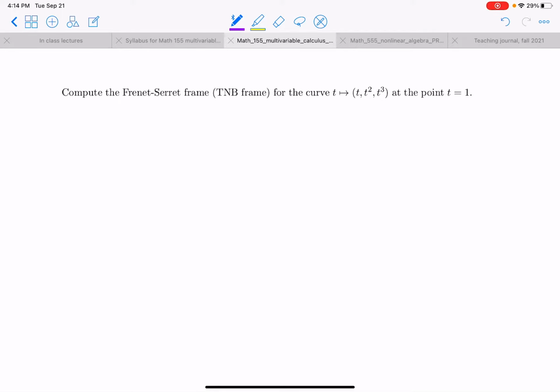Okay, hello everybody. We're going to compute the Frenet-Serret frame, or the TNB frame, for this curve, the twisted cubic curve, at the point or time t equals 1. Okay? So if we have some curve, let's call this gamma. It takes time into space, and so it's our movement as we move around space.